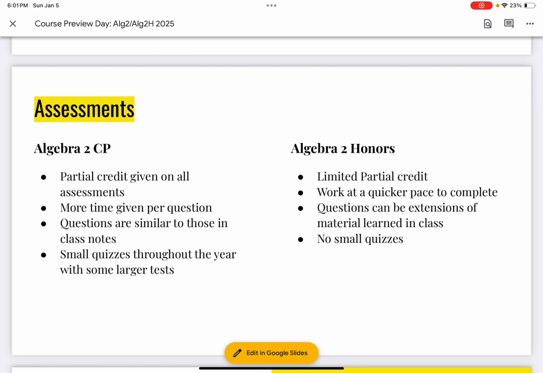You have more time per question. The questions are very similar to those that were in the class notes and homework and worksheets. And there's a lot more small quizzes given. Whereas at the honors level, first of all, there's very limited partial credit. Once in a while, if it's a multi-part problem, but very rarely is there partial credit given. Missing a negative is a huge mistake, and it's most likely going to be completely wrong.